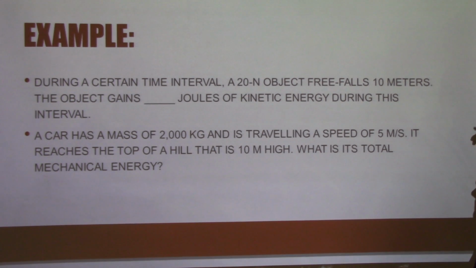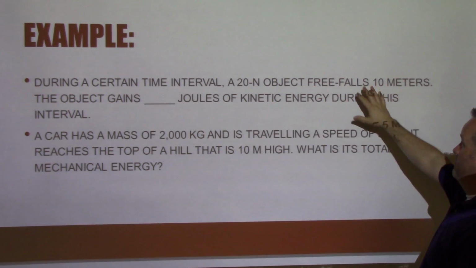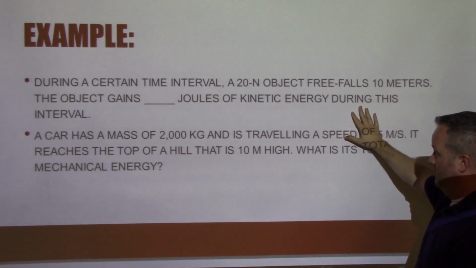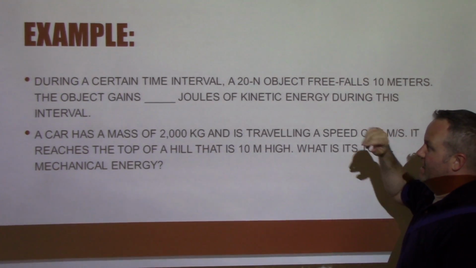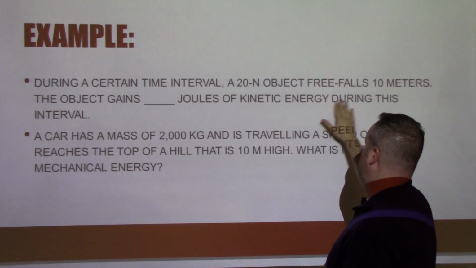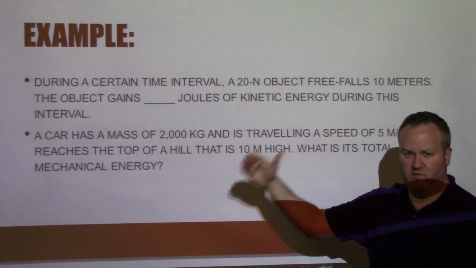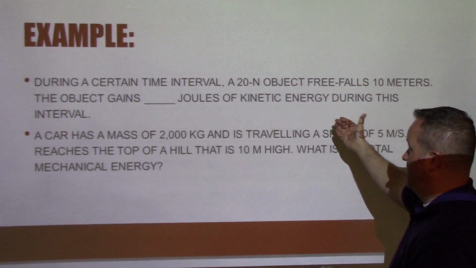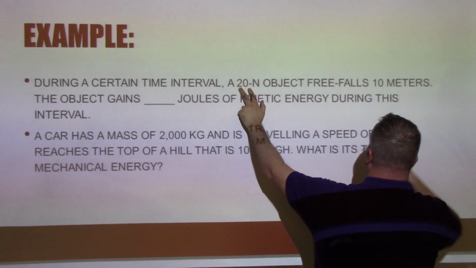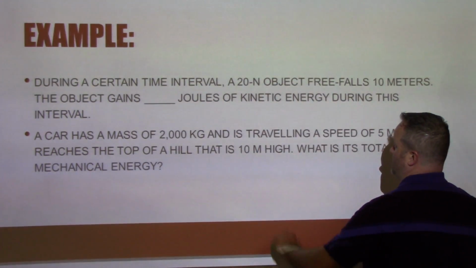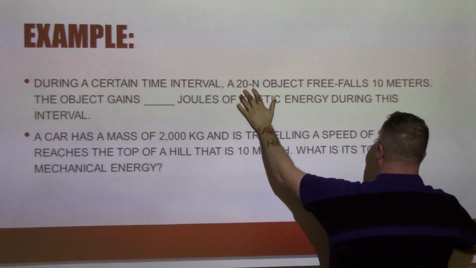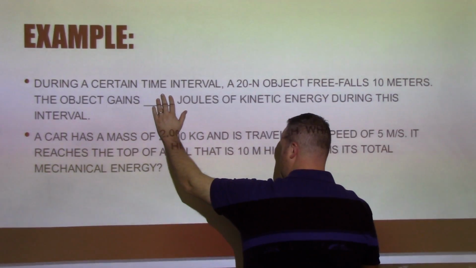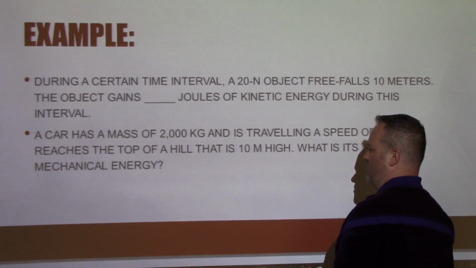Remember that it's 1/2 mass velocity squared. But here, I don't have to do that. I know that the kinetic energy that this is going to have is going to come from its potential energy. So if I find potential energy, I'm going to know how much kinetic energy it has. So 20 times 10 is 200. 200 joules. Again, these are SI units. I have newtons, I have meters. So I know this will be 200 joules minus whatever friction would be present.